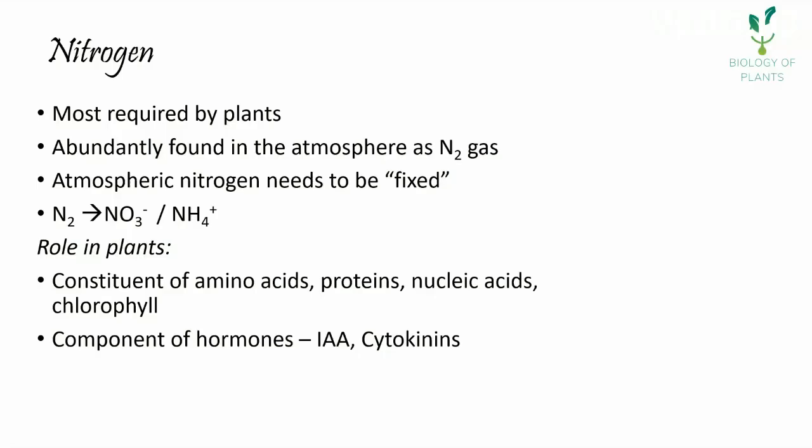The first macronutrient is nitrogen. Nitrogen is one of the most important elements required by plants. It is abundantly found in the atmosphere as nitrogen gas, but the plants cannot take up nitrogen gas as such and therefore it needs to be fixed. And this fixation process results in the formation of nitrate or ammonium ion, which are forms that can be easily taken up by the plants.